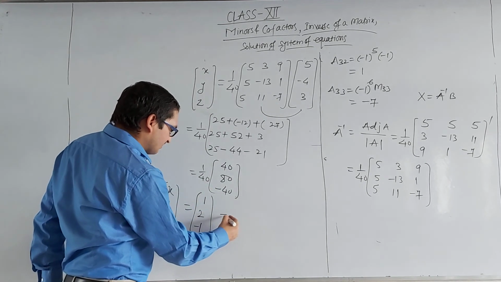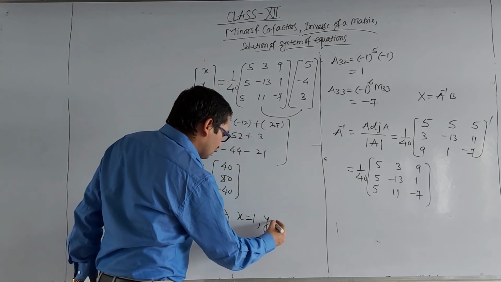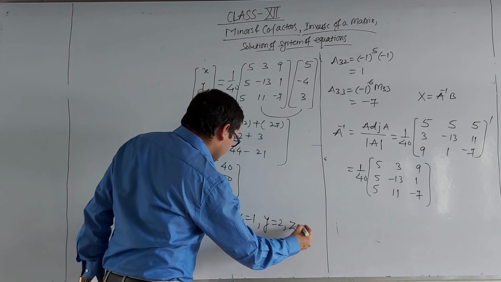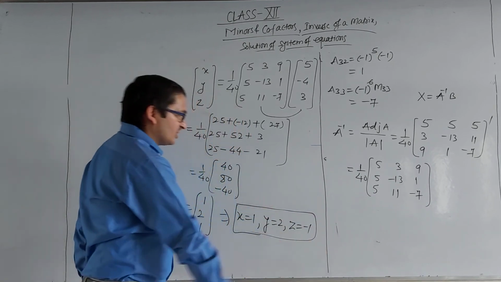So you can write this implies that the value of x is equal to 1, the value of y is equal to 2, and the value of z is equal to minus 1. This is the solution of the given equations.